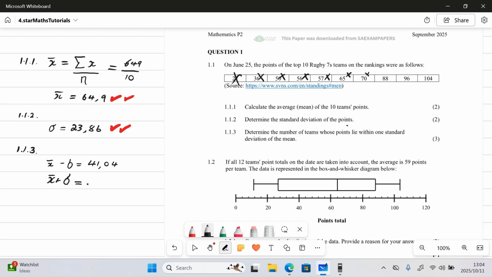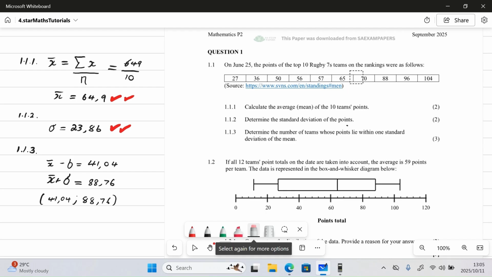Then we also need to add the standard deviation. When we add it, we get 88.76, meaning the interval is 41.04 to 88.76. So how many are within one standard deviation of the mean? We must look for a number that is greater than 41.04 but less than 88.76. That is the interval.